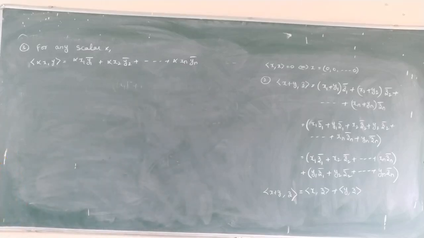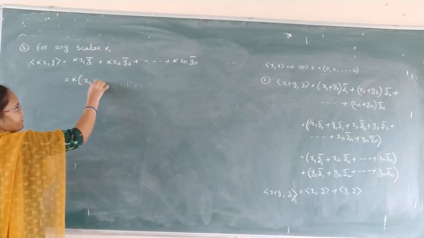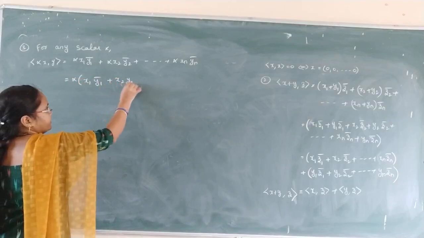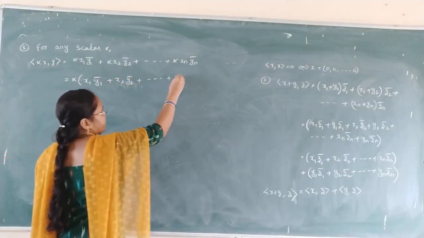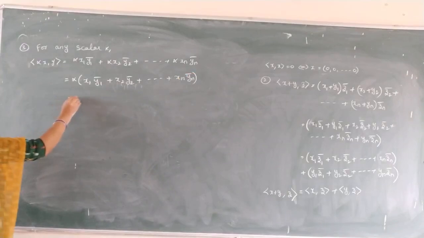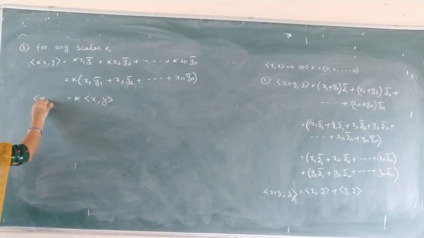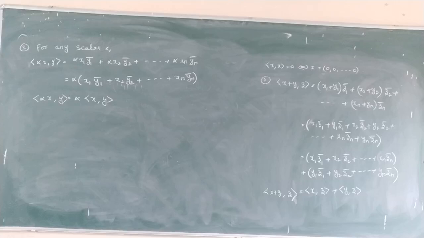If you observe, all the terms have alpha, so take it common. Alpha into x1 y1 bar plus x2 y2 bar plus xn yn bar. Now alpha into this entire thing is nothing but alpha times the inner product of x comma y. So the third property is: inner product of alpha x comma y is equal to alpha into inner product of x comma y.